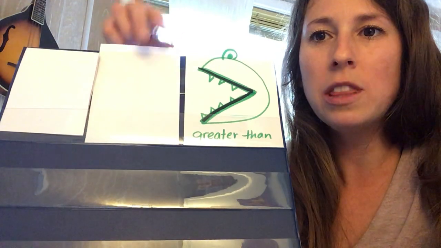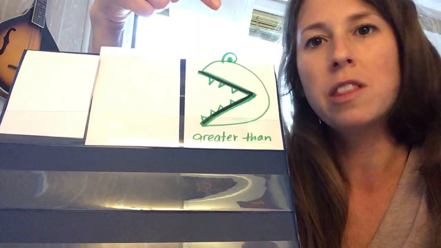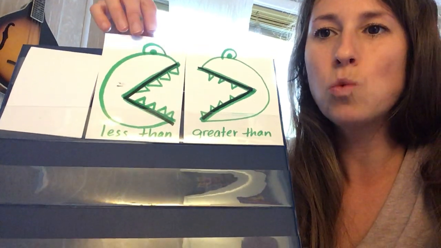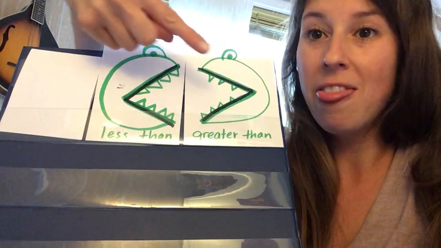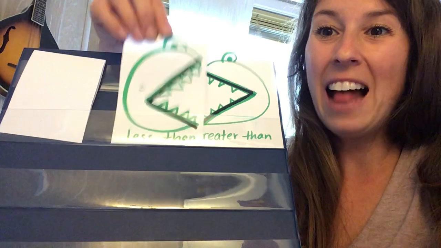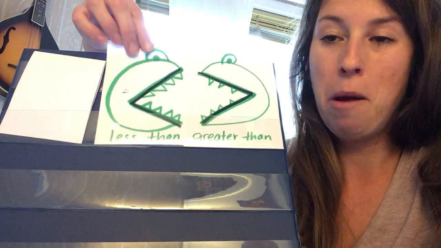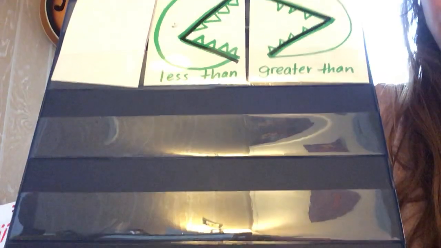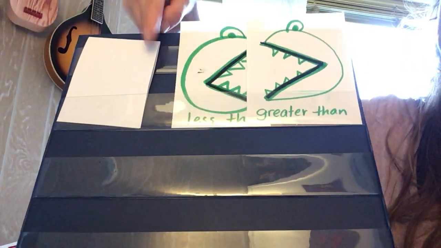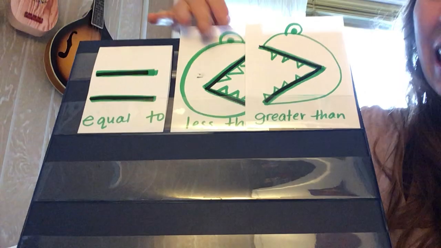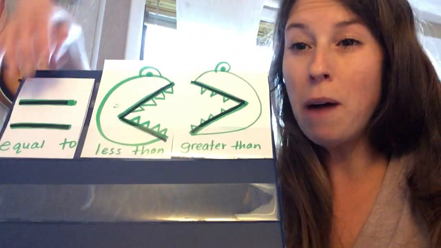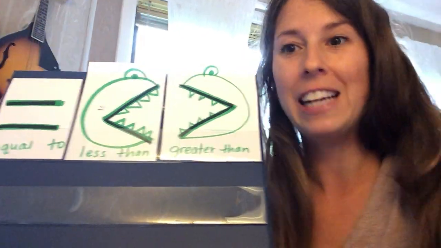What do you think it means when this V or mouth is flipped the other way? It means less than. That's right. So if the bigger number is on this side, then the alligator gets to eat the bigger number. So he's flipped the other way. The last symbol you already know. What is it? Equals. And when do we use an equal sign? Some of you might already know, and if you're not sure, we're going to find out today.